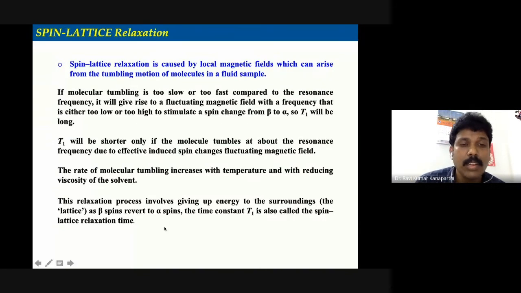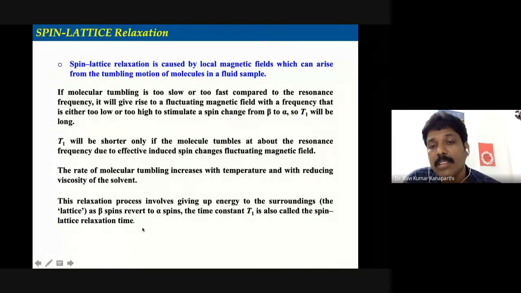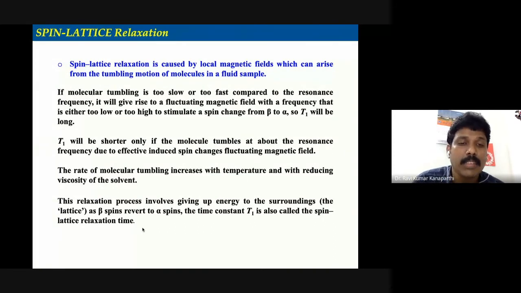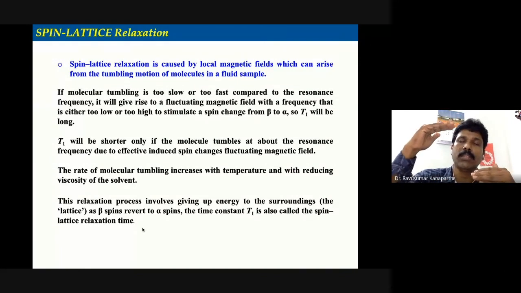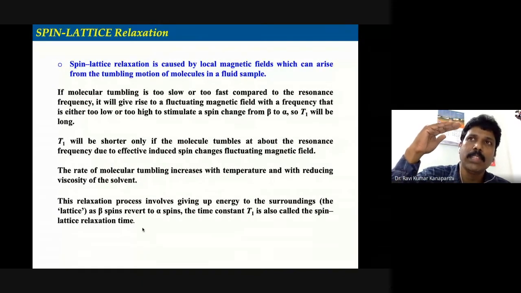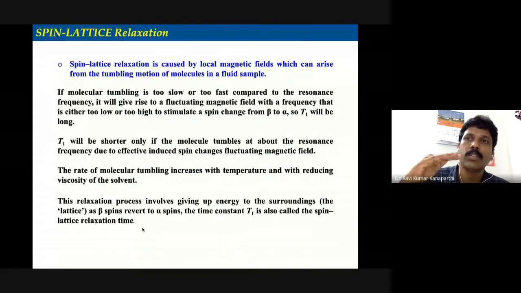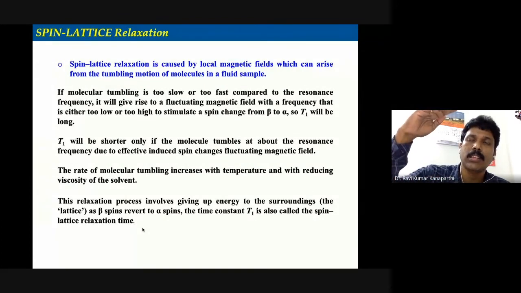So this is the reason that we call it the relaxation process, since it involves giving up energy to the surroundings. Therefore, it is also called a spin lattice relaxation process. How can you simply understand this? You have alpha spins and beta spins, each with a certain population. After applying the radio frequency, you have more betas and fewer alphas. Alpha is lower in energy, beta is higher in energy.